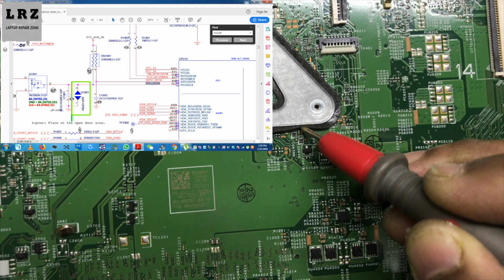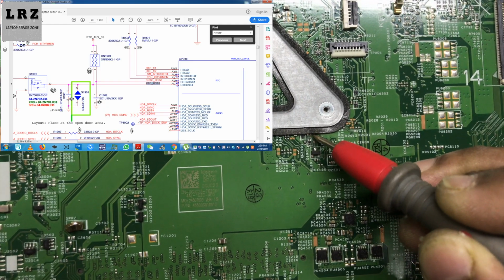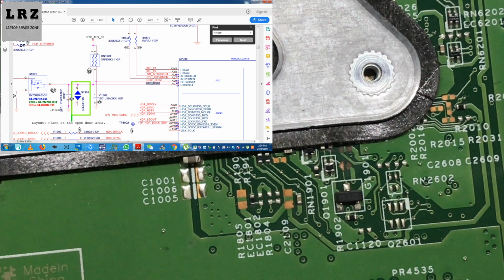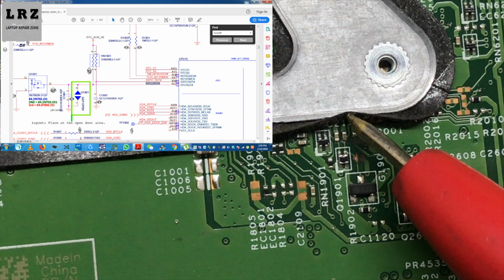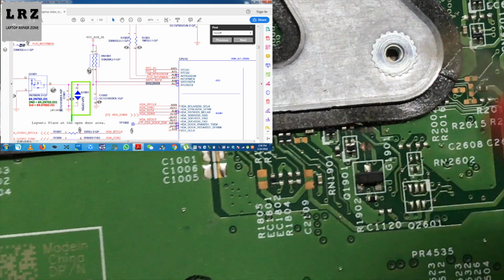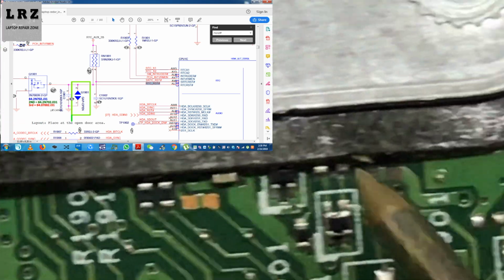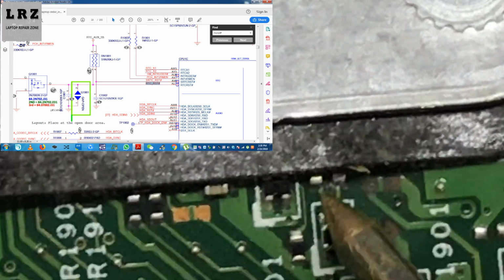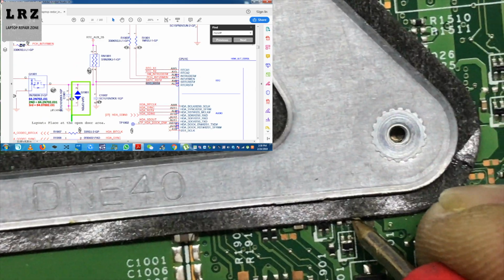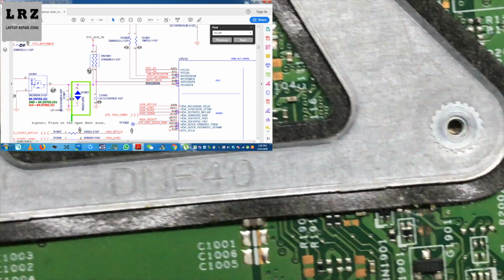Okay, as you can see, this capacitor connects with this RN1901, and as you can see, this capacitor looks so dirty. Okay, I try to zoom in. See, so I try to remove this capacitor. Okay, remove.